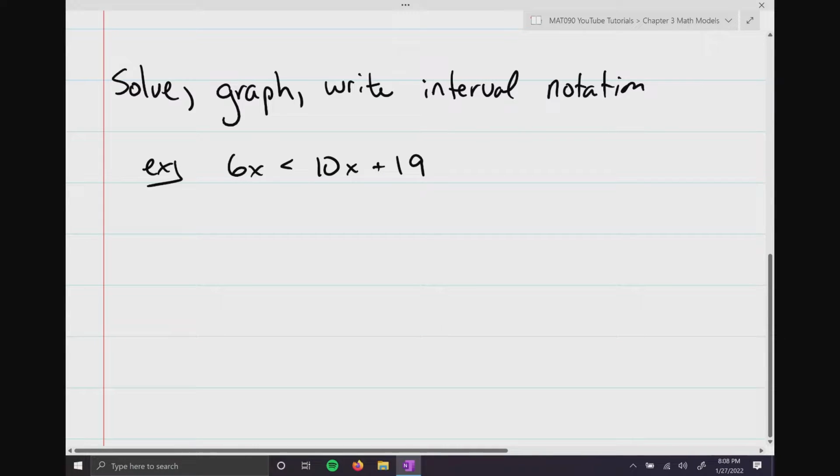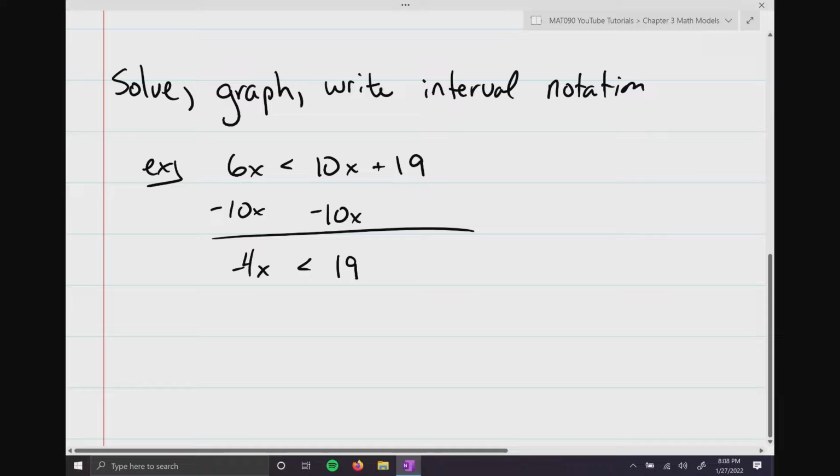Since we've already had a lot of experience with this in class, I'm just going to dive right in. I don't see any fractions. I don't see parentheses. There's nothing on the left I can combine, nothing on the right that I can combine. So I need to get the variable terms on one side, constant terms on the opposite side. I will subtract 10x from both sides. That leaves me with negative 4x on the left, which is less than positive 19.